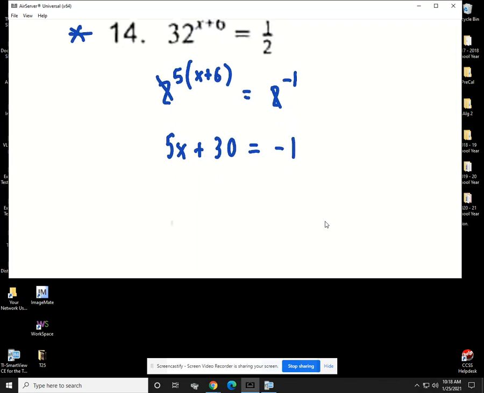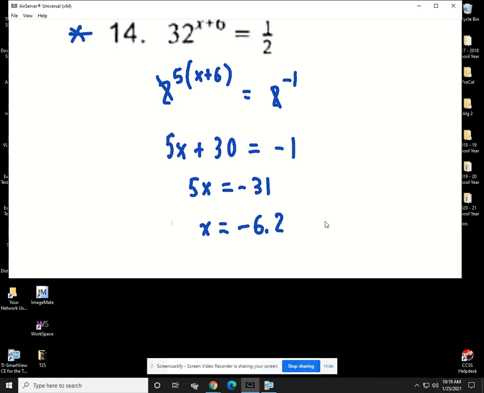And from here, it's pretty simple, isn't it? We subtract 30. What's negative 1 minus 30? Negative 31. And then finally, not subtract, divide by 5. We break it away from the x by dividing. And you get a funky answer, kind of. Negative 6.2. It's a nice decimal. It's not too bad, is it? So that's how you do number 14. And that one's more similar to the last problem on the quiz than even number 13 was.